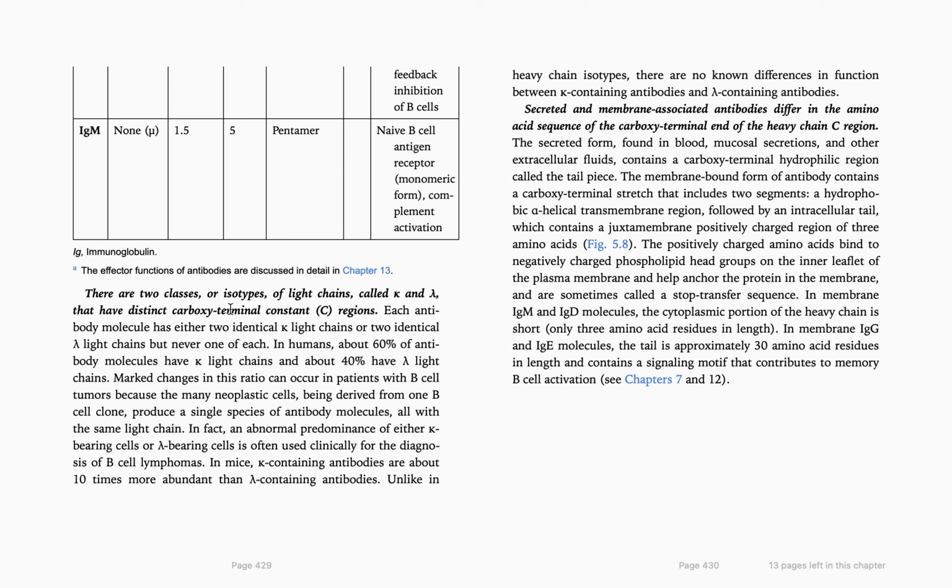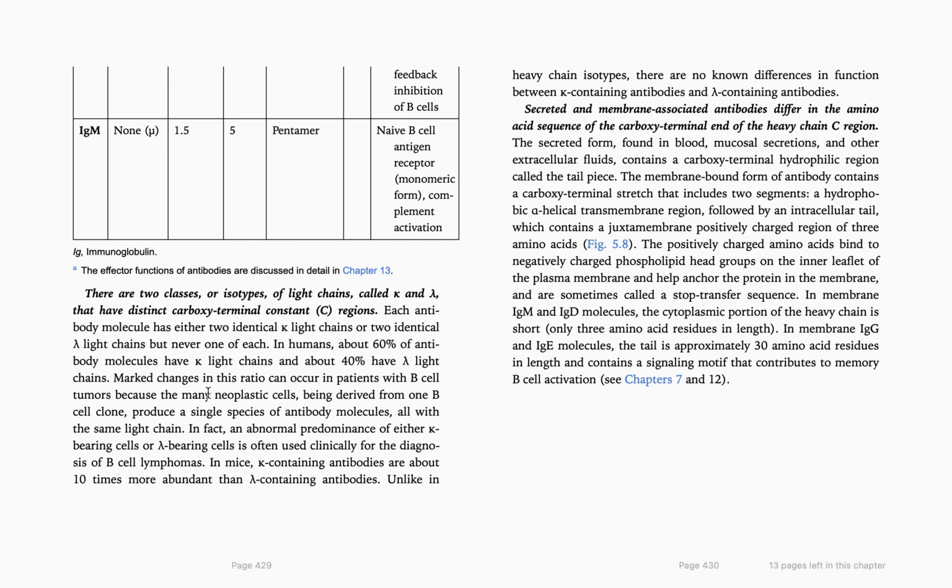There are two classes or isotypes of light chain called kappa and lambda chains that have distinct carboxyl terminal constant C regions. Each antibody molecule has either two identical kappa light chains or two identical lambda light chains, but never one of each. In humans, about 60% of antibody molecules have a kappa light chain and about 40% have lambda light chains.